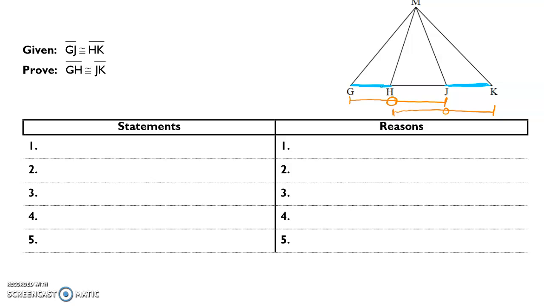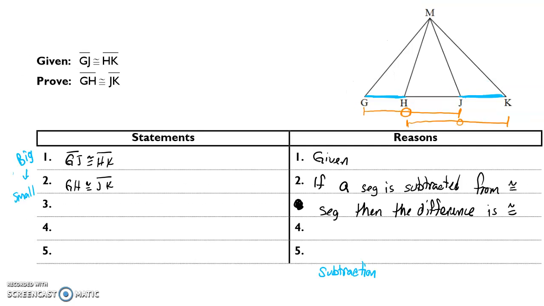But again, I have plenty to show this. I can go straight there. This is going to be a two-step proof. And again, I went big to small without the words bisect, trisect, or midpoint. So this is subtraction, not division. And that's, I subtracted a segment, not congruent segment. But I subtracted a segment from congruent segments. And then the difference.